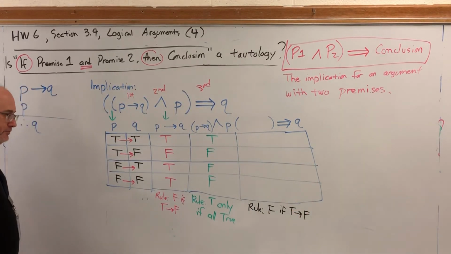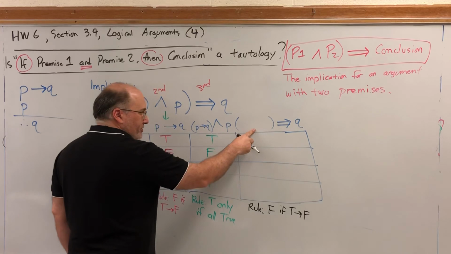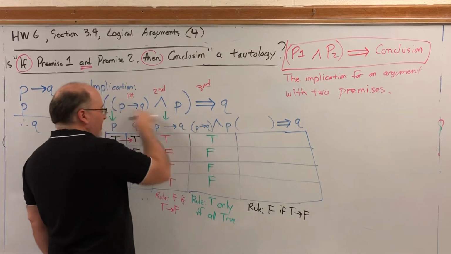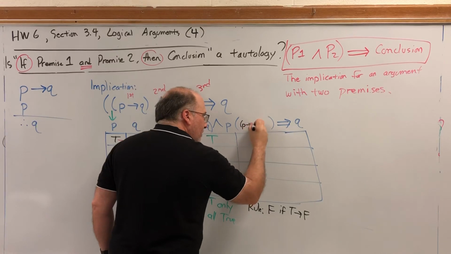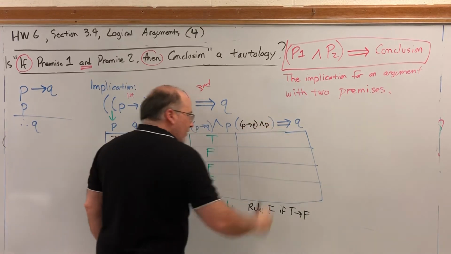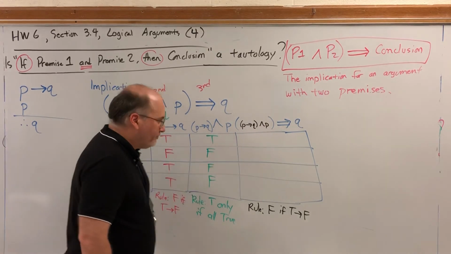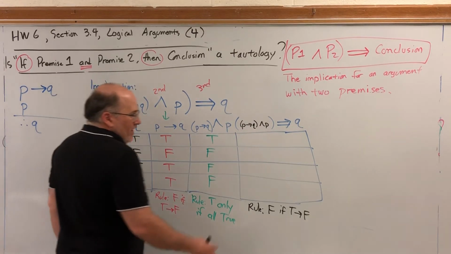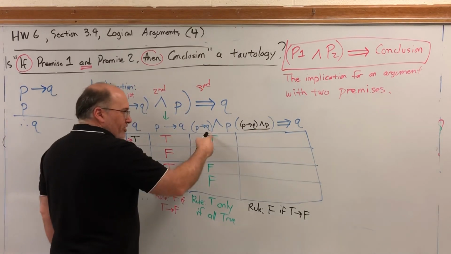All right? But which columns are we going to apply it to? Well, the left side of this conditional is the big parentheses, which I didn't fill in previously. I think I'll fill it in now. The conditional P pointing to Q, conjunction P. So I need to find a column that represents the contents of this parentheses. That would be the column we just filled in.